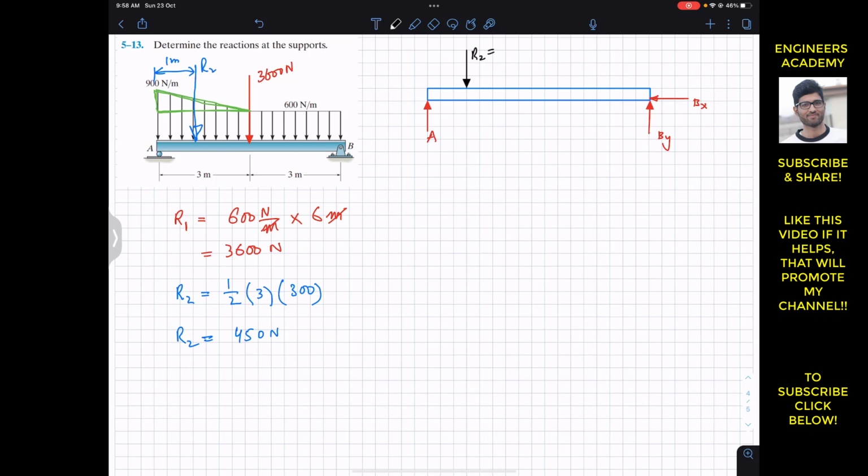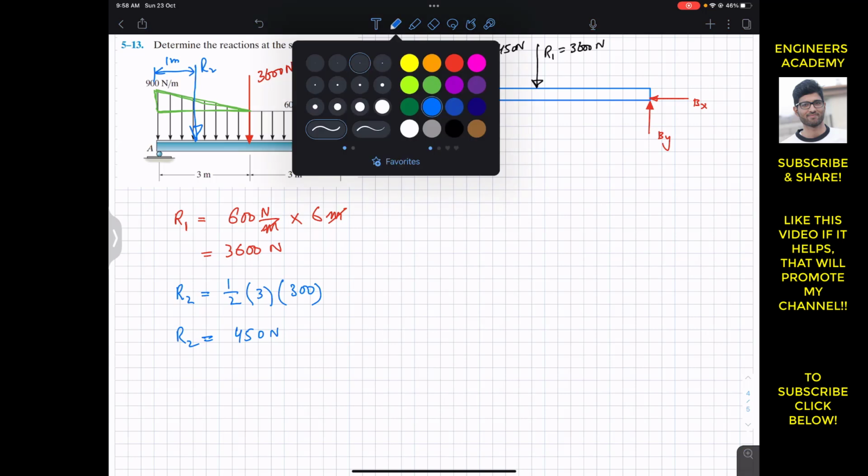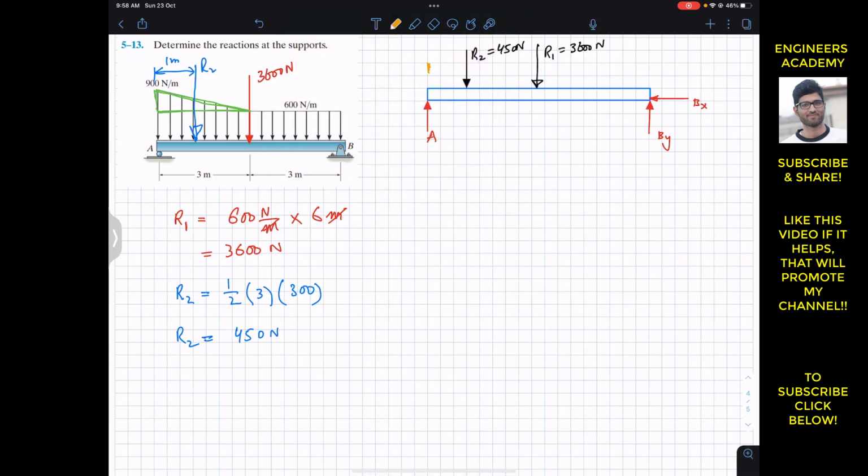R2 magnitude is 450. This is the resultant of that triangular load distribution. And at the mid length, we will have R1. R1 is 3600 Newton. R2 is at a distance of 1/3 of the base of the triangle. So 1/3, and the base is 3 meters of this triangle. So 1/3 into 3 will give us 1. So this is 1 meter.